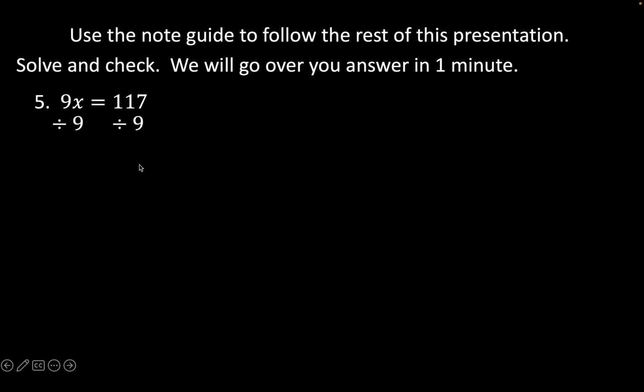Here, divide by your 9. X comes down. 9 goes into 11 one time with 2 left over. 9 goes into 27 3 times on the dot.